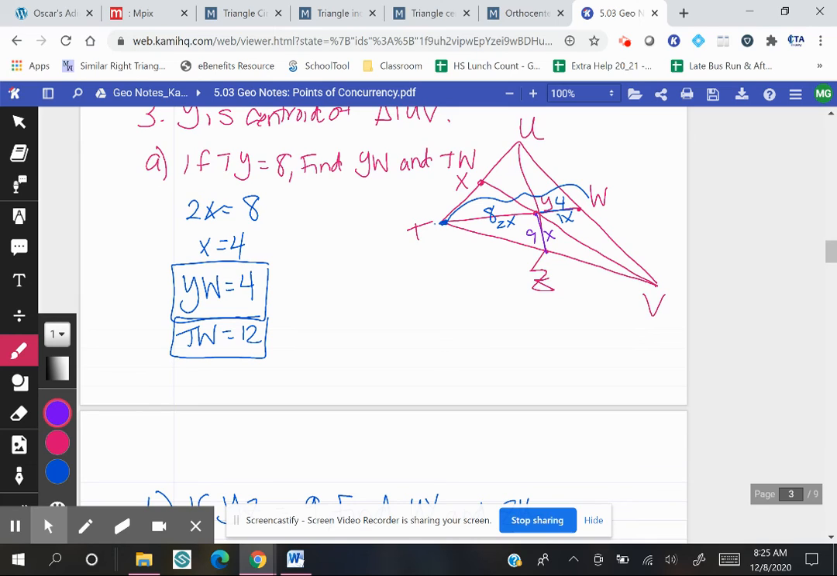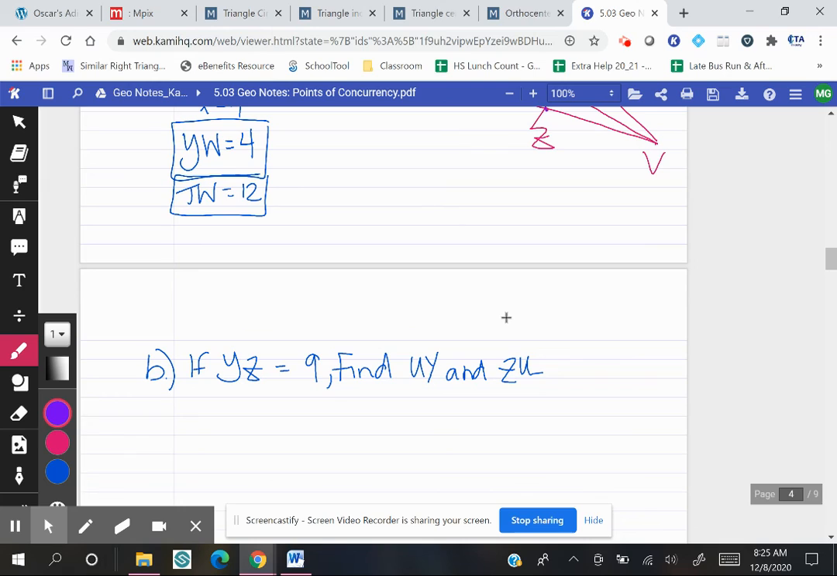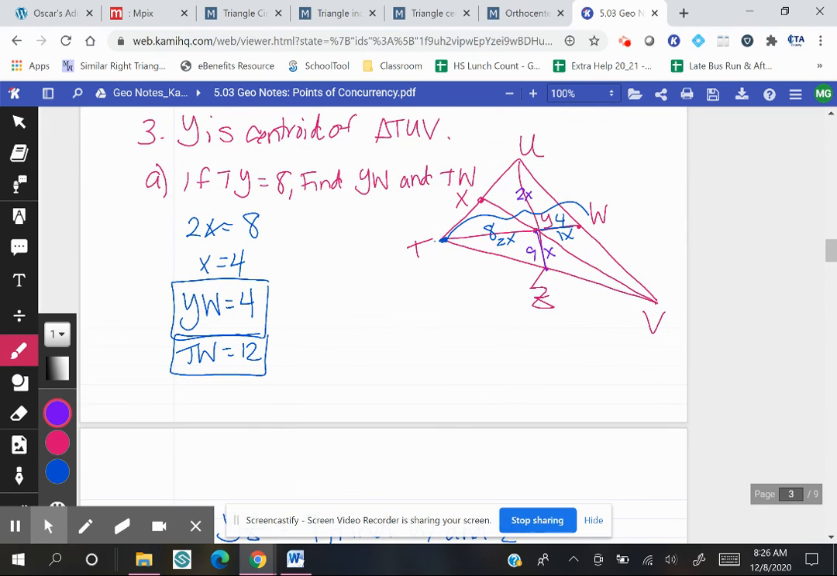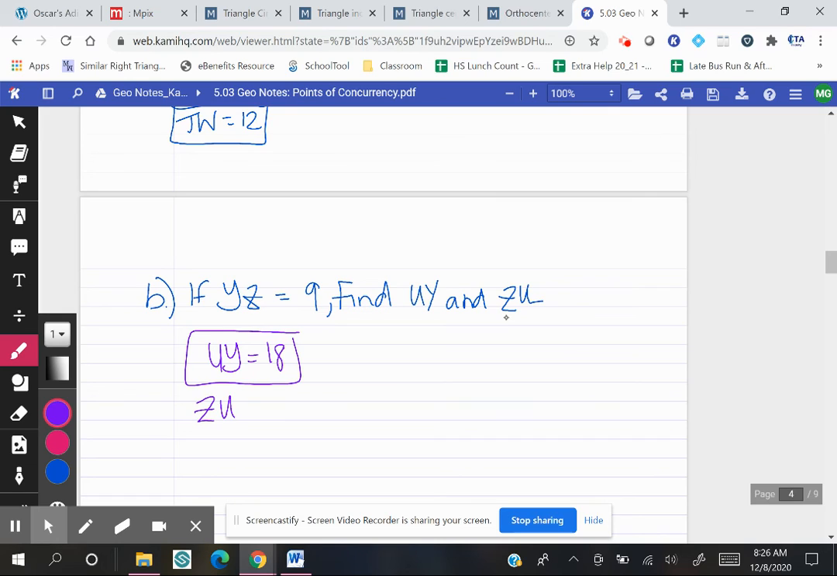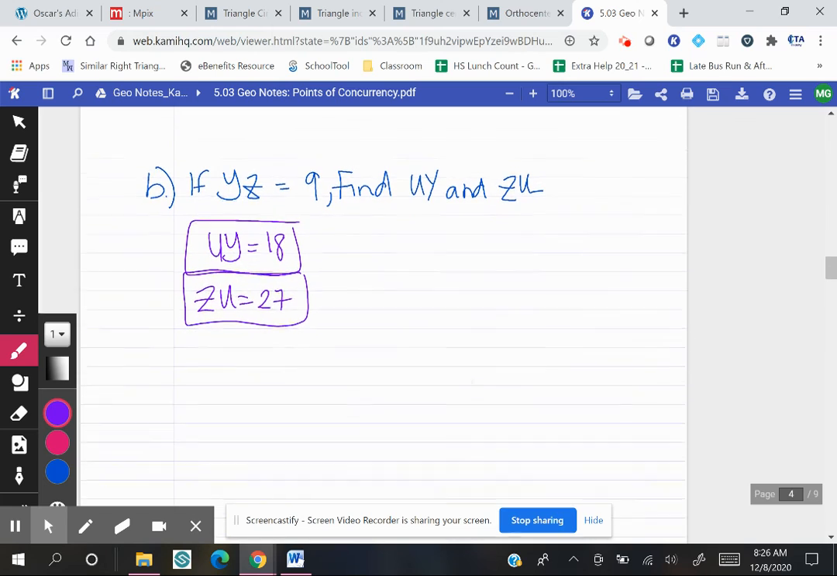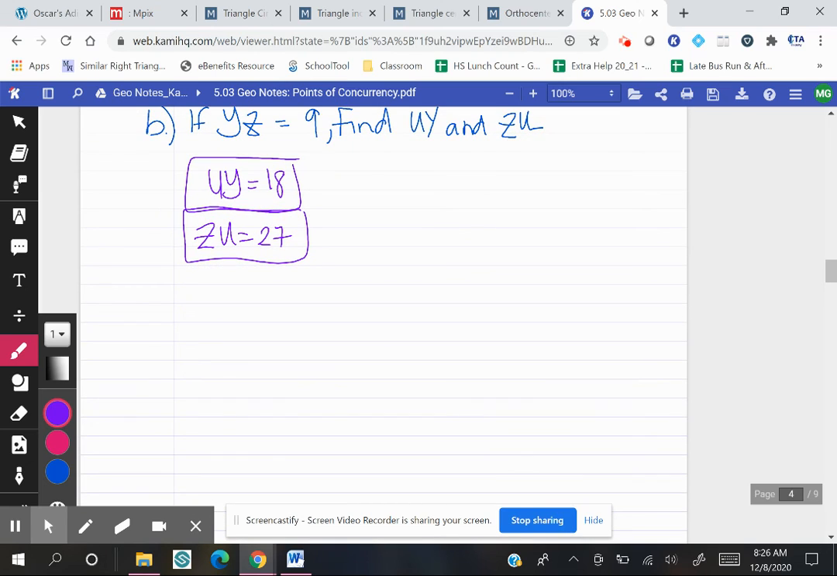Actually, if you didn't already, pause the video and try to do this one on your own. So this is my 2x. So if this bottom part is 9, this top part is double that. So 9 times 2 would give me 18. And then ZU is the length of the whole thing. So we got 18 is 2x, 9 was our 1x, so 18 plus 9 would give us 27.